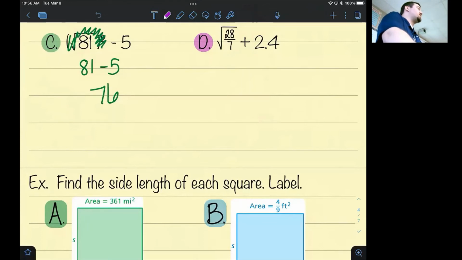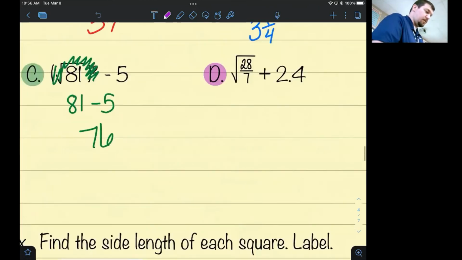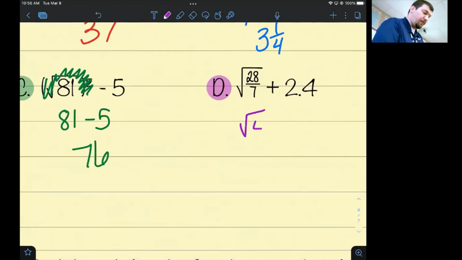Is 28 a perfect square? No, it's not. The guy that's not even here can answer the question. Okay, it's not. 7's also not a perfect square, but does 28 over 7 simplify? What does it simplify to? Okay, so this is the same as square root 4 plus 2.4. What's the square root of 4? 2. And 2 plus 2.4? 4.4. All right.